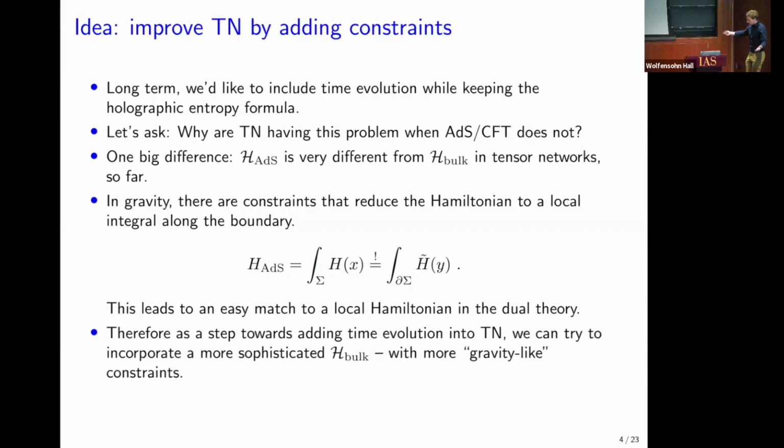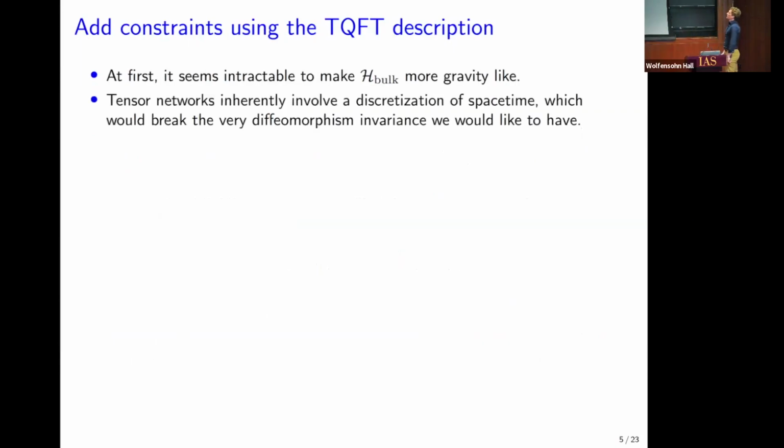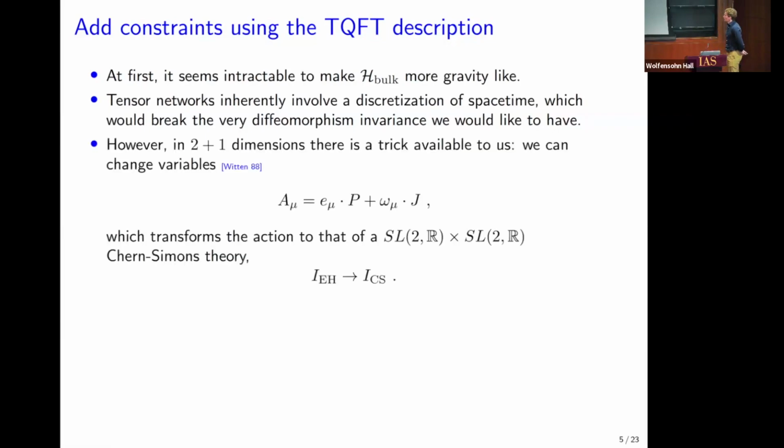So I propose, and other people have thought about this, as a step towards adding time evolution into a tensor network, that we can try to incorporate a more sophisticated bulk Hilbert space with more gravity-like constraints. Now, at first, this seems intractable because tensor networks inherently involve a discretization of spacetime. If we don't have that discretization, we lose analytic control. Are we even talking about tensor networks anymore? But if we do have this discretization, that breaks the very diffeomorphism invariance that seems to be at play in making AdS/CFT work.